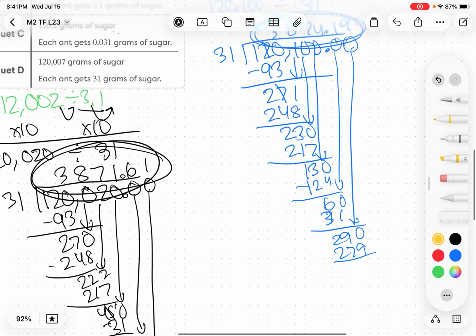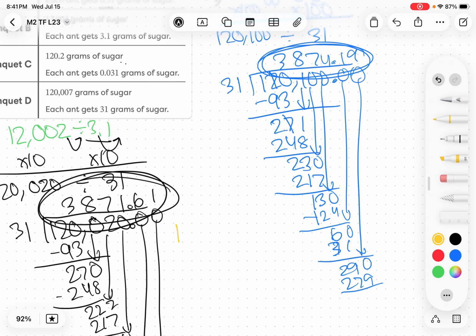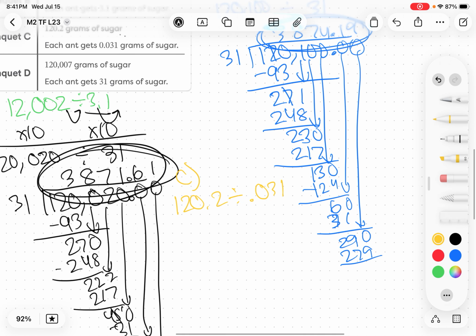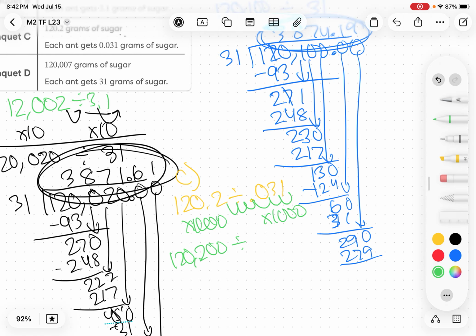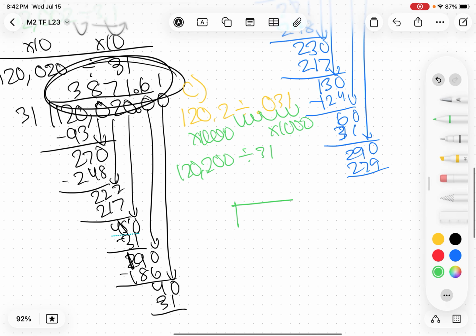So we've got banquet C. Let's see if I have enough room. Banquet C's number is 120.2 divided by 31 thousandths. So we're going to want to move that decimal over 3 times to the right, which would be the same thing as multiplying by 1,000. This becomes 120,200 divided by 31.